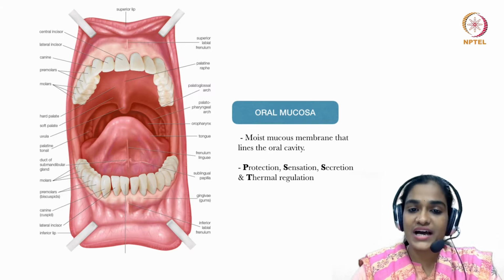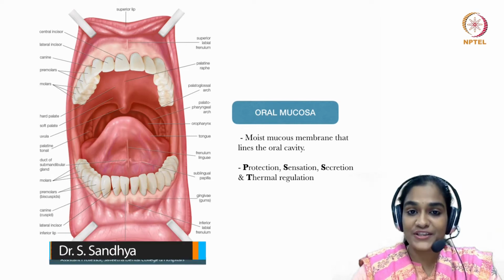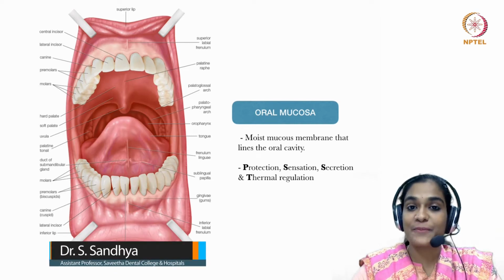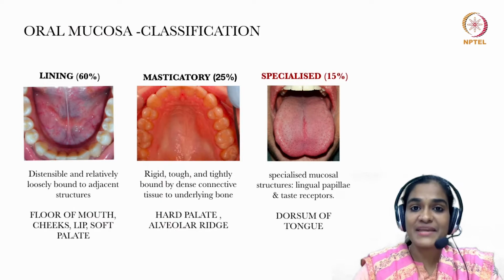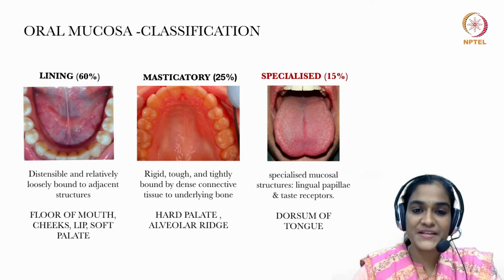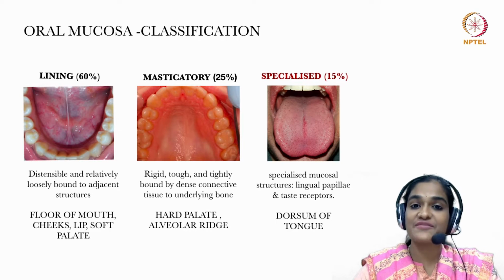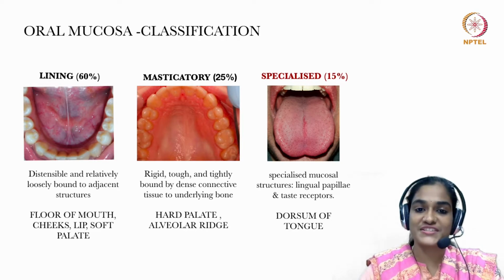Oral mucosa is distinct in different parts of the oral cavity. Based on the primary function, it can be categorized into masticatory mucosa, lining mucosa, and specialized mucosa. The lining mucosa amounts to 60% of the oral mucosa. It is distendable and relatively loosely bound to the adjacent structures. The floor of the mouth, cheek, lip, and soft palate are examples of lining mucosa.